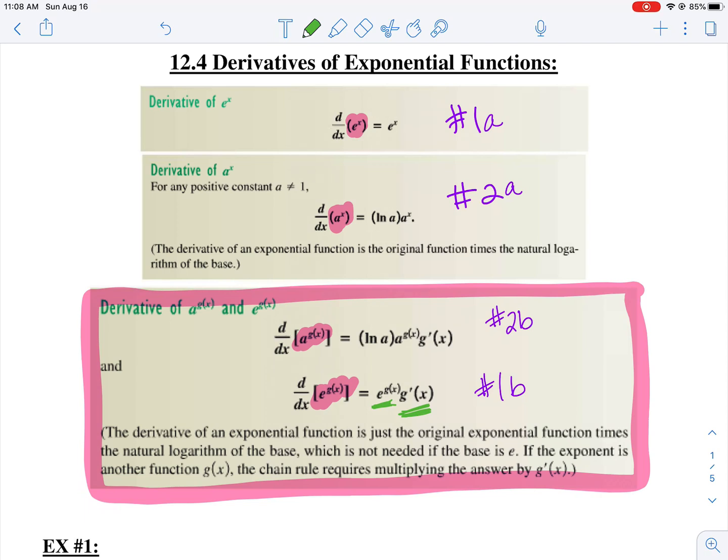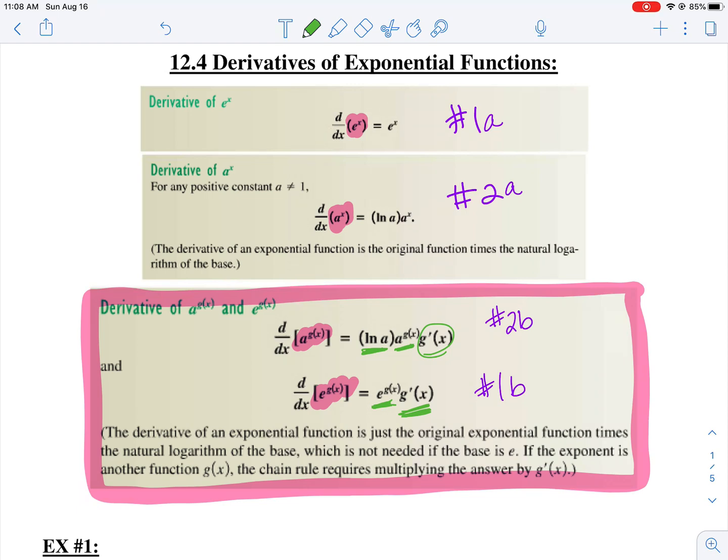Now if I have a number raised to the x, so any positive number besides 1 and besides e, so for example 4 to the x, it's still an exponential function because my variable is up in my exponent. The derivative for this exponential function is the natural log of a, whatever your base is, times a to the x. So it's your original times the natural log of your base. However, if your exponent is more than just an x, well then we would have to go down and use the chain rule version, where we have the original times the natural log of your base, but then don't forget to take the derivative of your inside function, your exponent in this case.